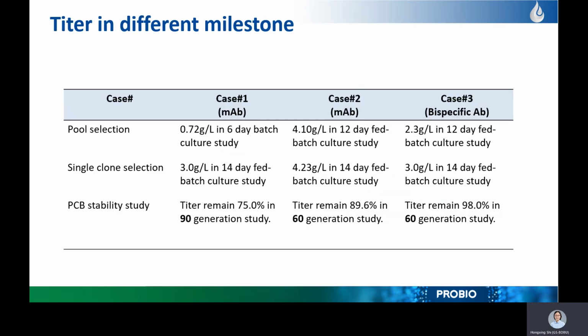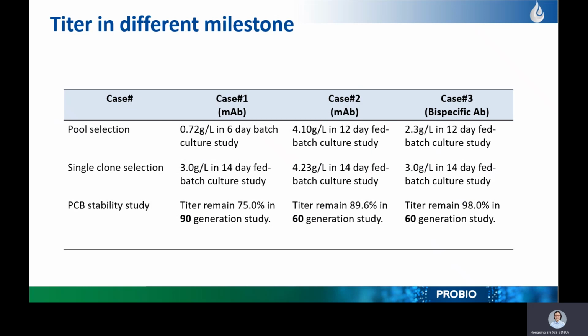Let me share with you a few specific cases. Here are the performance of cell lines in 3 different projects and different stages. The first case is the expression level of pool is 0.72 grams per liter after batch culture evaluation. It reached the level of 3 grams per liter in the cloning stage after 14-day fed batch culture. In the 90th generation stability study, the yield was maintained at 75%.